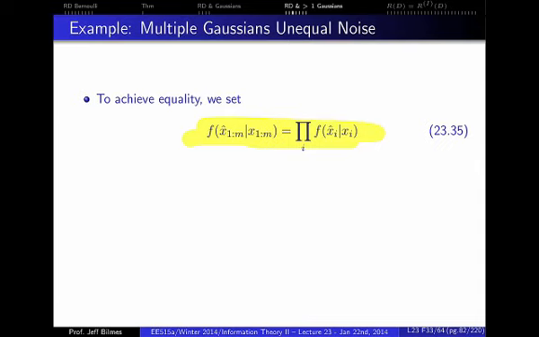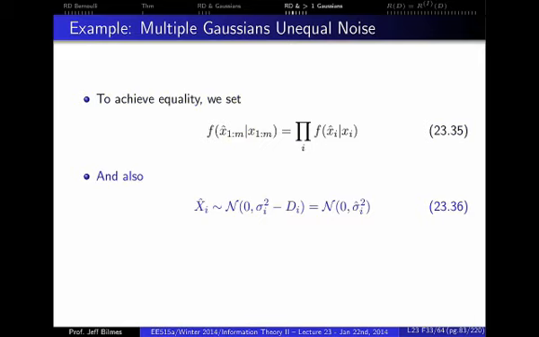Namely, it's possible to achieve equality by essentially making this a product of conditionals associated with each of the scalar pairs of x and x hat for each i. And similarly to what we did in the individual Gaussian channel case, we're going to make x hat equal to a Gaussian with sigma_i squared minus d_i, except in this particular case it's an individual d and an individual sigma squared for source symbol i, as opposed to a generic one. And that is what we're going to call sigma hat squared.